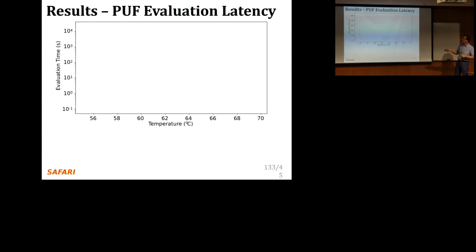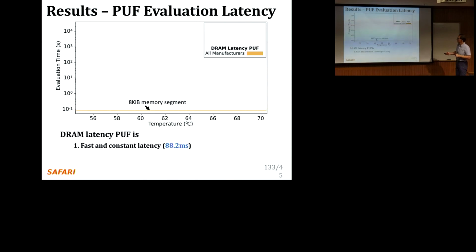So let's take a look at this evaluation latency. This is temperature over here. Actually, I have this over here also, interestingly. But the paper has more analysis in terms of the robustness of the PUF to temperature. Here we look at the latency. And this is the evaluation time, how long it takes to get the PUF response. And this is the DRAM latency PUF. It turns out it's constant latency, because latencies are like that.